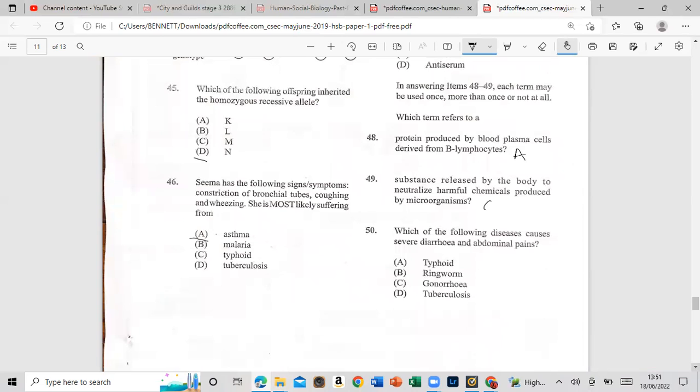Which of the following diseases causes severe diarrhea and abdominal pain? Typhoid, ringworm, gonorrhea, or tuberculosis. And that is typhoid. So we have 10 to go.